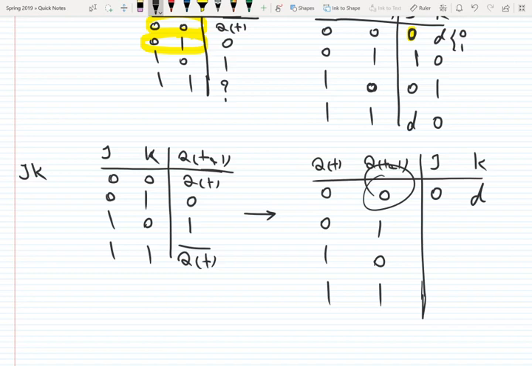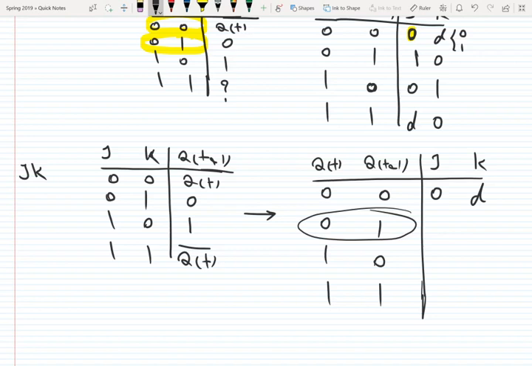Next, Q of t plus 1 will be 0 if Q of t is 1. So now let's move to the second row. The second row says under which conditions, for which inputs, Q of t will be changed from 0 to 1. From 0 to 1. Okay, so let's see.